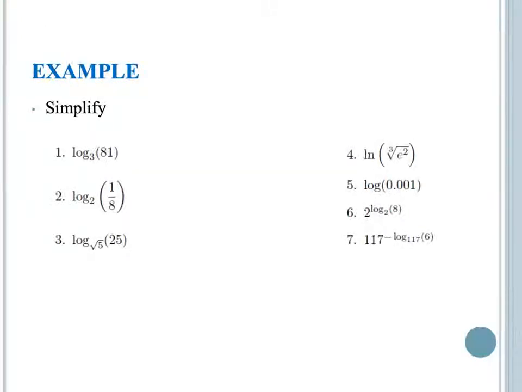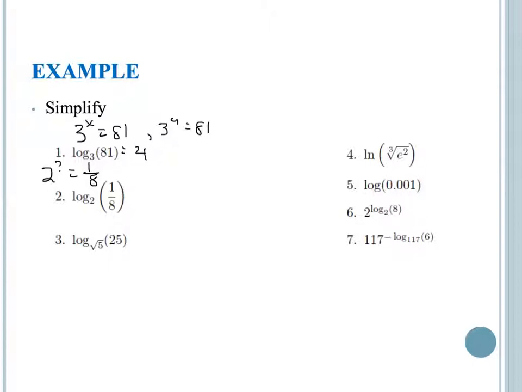So in this section, we want to figure out what these are. So if we think 3 to what power equals 81? Well, I think that's 3 to the 4th. 3 to the 4th equals 81. Yep, that equals 4.